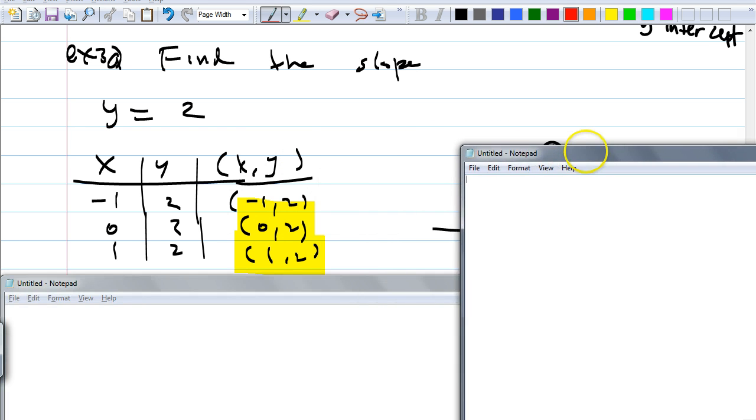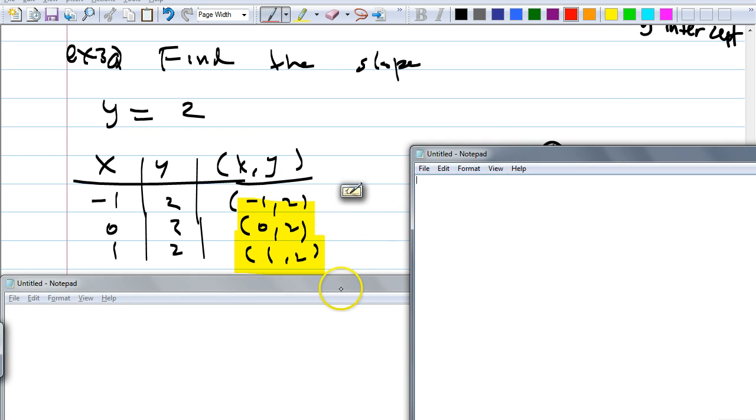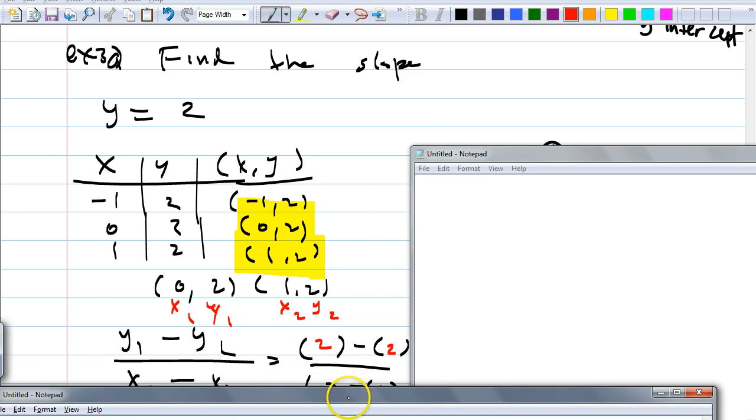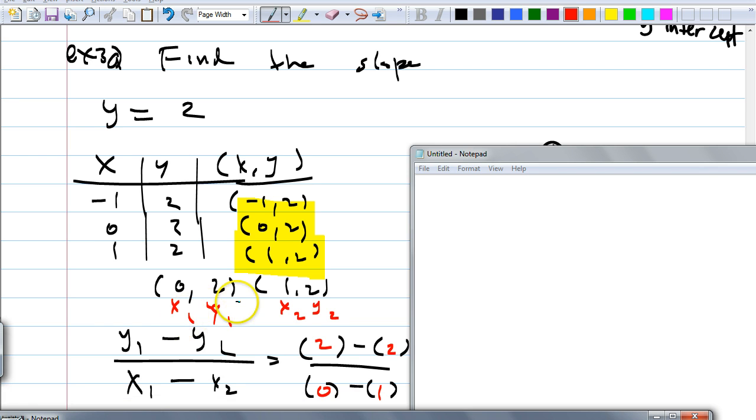So let's plug it in. I picked 0, 2, and 1, 2, like you said. And when you do x sub 1 minus... whoops, I did it wrong. Sorry. This time I did y sub 1 minus y sub 2. I shouldn't have done that. Anyway, so what do you get when you do this?